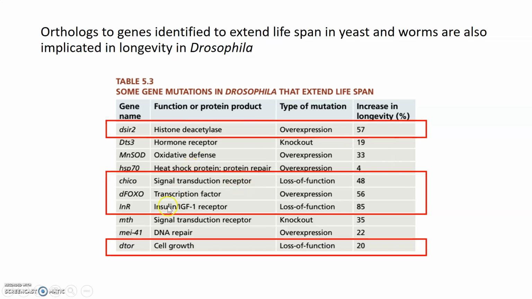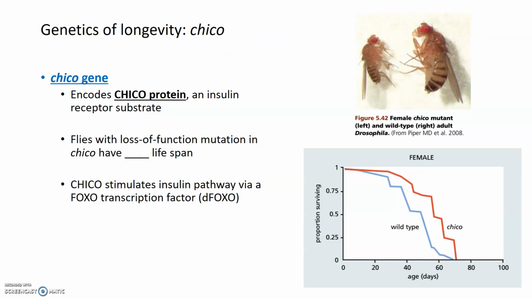And there are some genes involved in insulin signaling: the InR gene, which is the receptor, D-FOXO, or Drosophila FOXO, which is the transcription factor orthologous to DAF16 in worms, and chico, which is an IGF or insulin-like receptor substrate. Mutations in these genes can also lead to similar increases in longevity in the way that they did in C. elegans. We're going to talk a little bit more about those insulin signaling genes in the next couple slides.